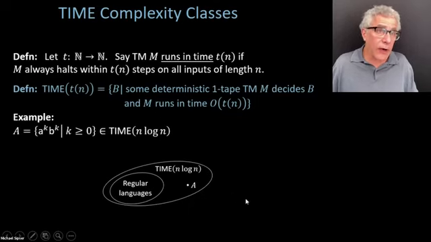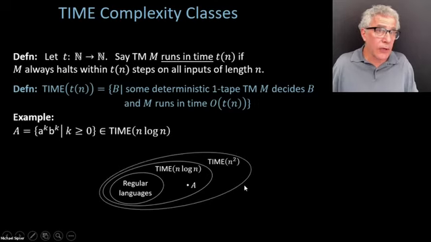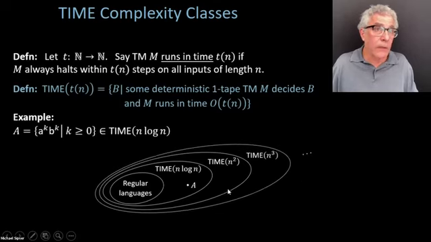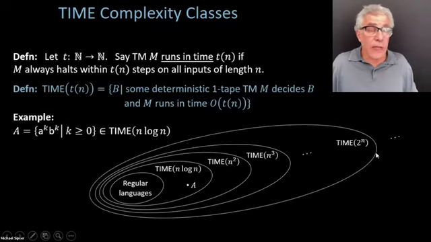And these all form a kind of hierarchy. If you increase the bound, you can imagine that the class of languages grows as you allow the machine to have more and more steps to do its computing. So these are all the languages that you can do in order n squared time on a one-tape Turing machine, and cube time, and so on, 2 to the n exponential time. These are all collections of languages getting larger and larger as we increase the bound.